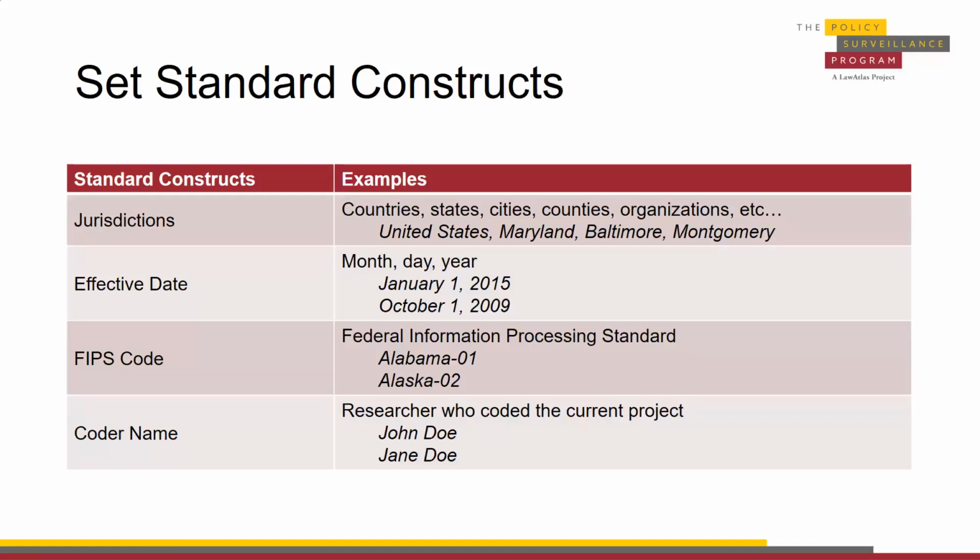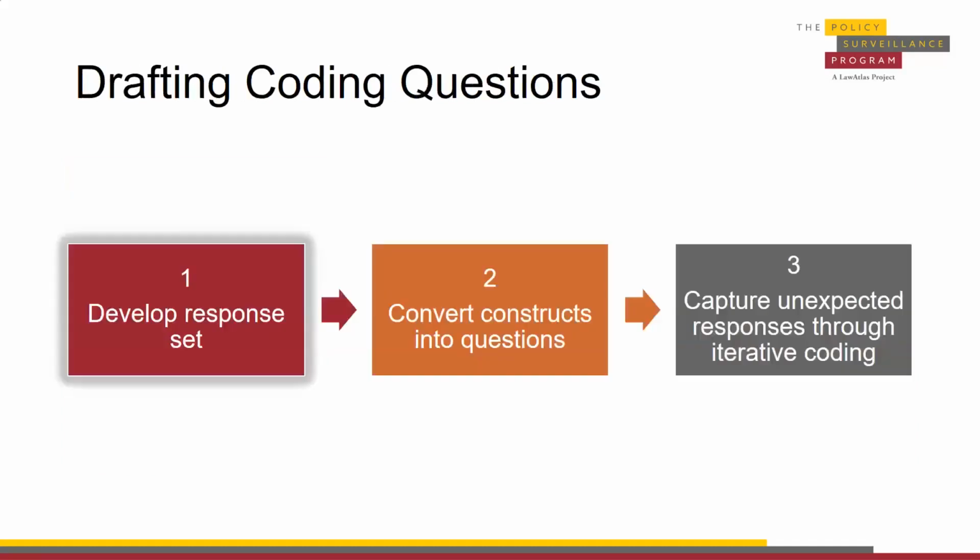So now that we have the standard constructs, which we just walked through, and your preliminary list of constructs, we're ready to develop questions. So in terms of drafting coding questions, these are the steps that take place. In simplest terms, you're starting with your preliminary list of constructs and your collected law from your 5 state memos, and then you're developing response sets, and then you're going to turn those constructs and response sets into questions.